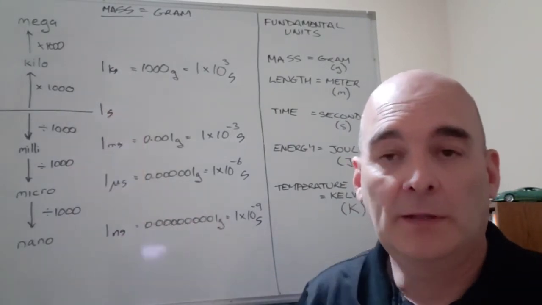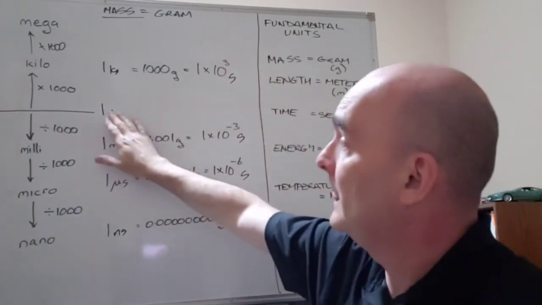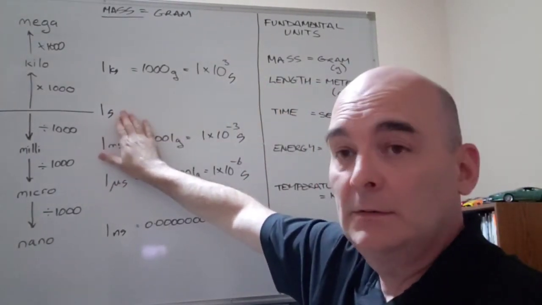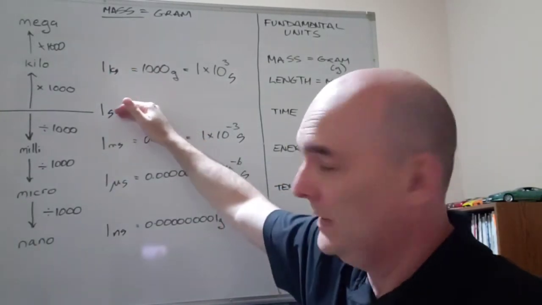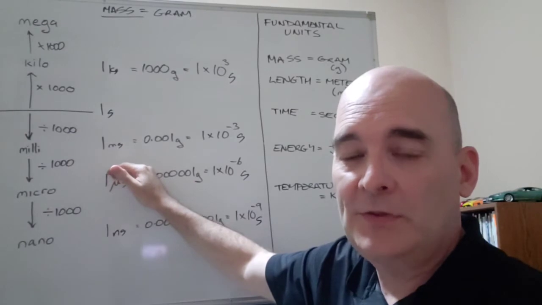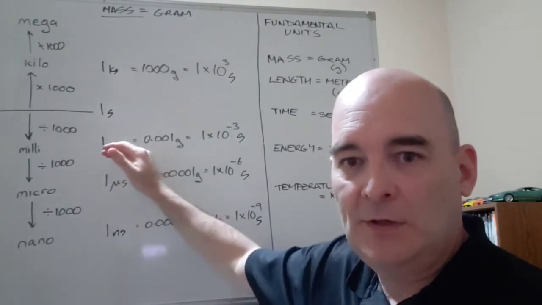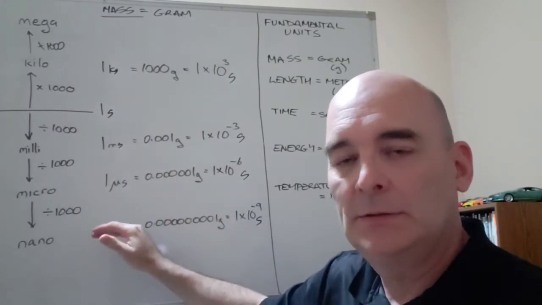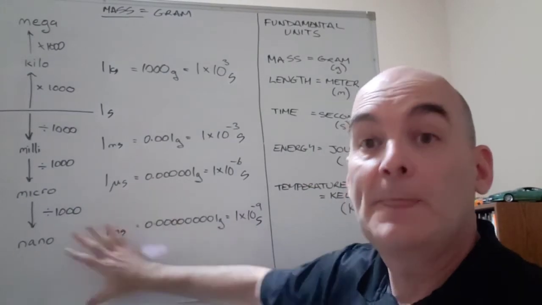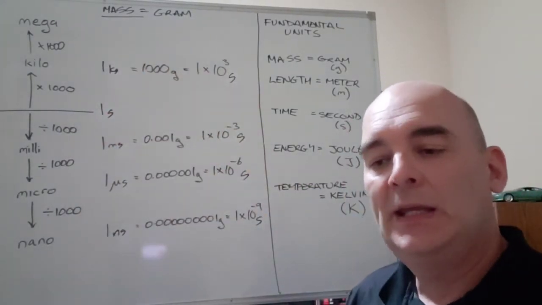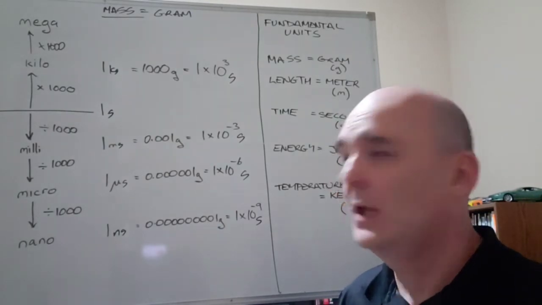This is true for everything. Meters would be the same. If I took a meter and multiplied it up by 1,000, I would make a kilometer. If I took a meter and divided it down into 1,000 equal places, I would have a millimeter. And if I took a millimeter and divided it into 1,000, then I would have a micrometer. Okay, so this system is what we're going to use for all of our numbers, all of our units.